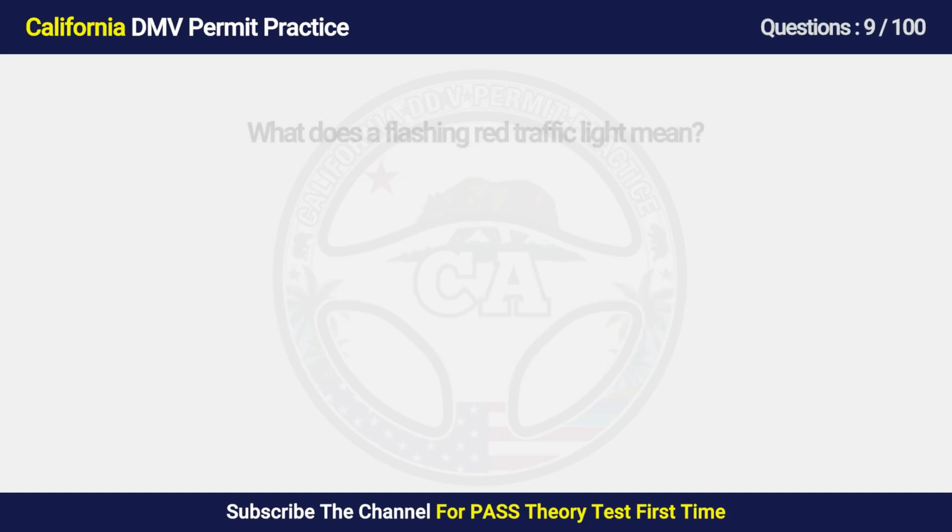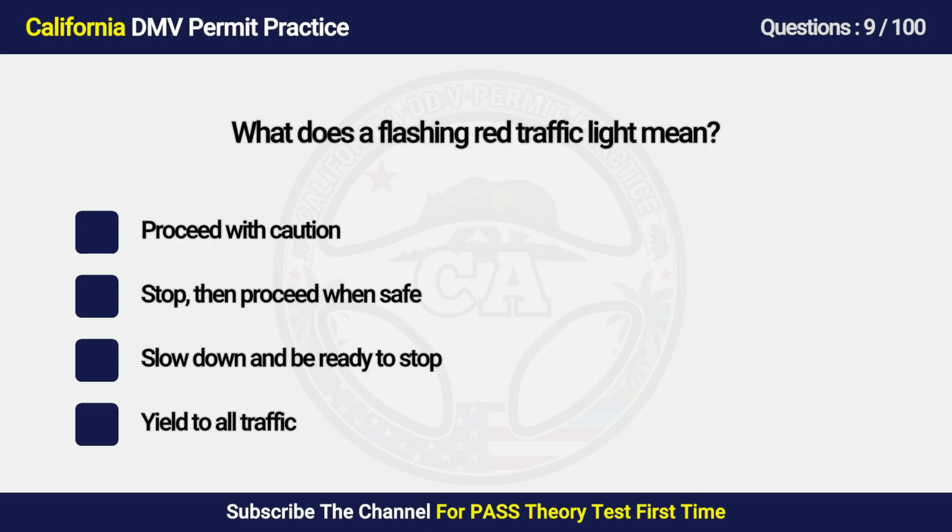Question 9. What does a flashing red traffic light mean? A. Proceed with caution. B. Stop, then proceed when safe. C. Slow down and be ready to stop. D. Yield to all traffic.